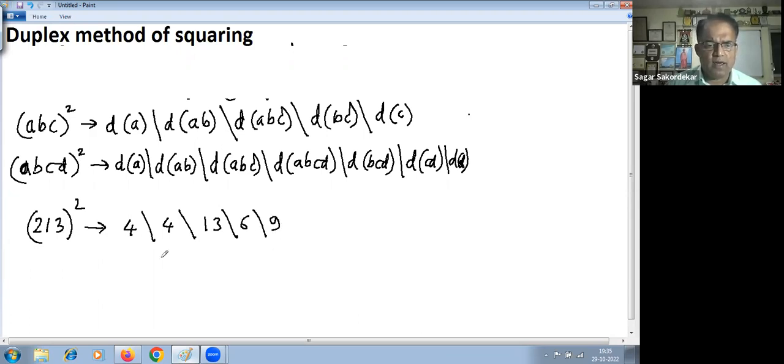Like this you should write, and in the next step you should get the answer: 9, 6, 3. This one will add here, 5, 4. Okay. Any doubt, China? Did you find your mistake? Middle digit: 2 into 2 into 3 is 12, plus 1, 13. So you should make a habit of writing like this. Just looking at this, you should directly write the answer of the duplex.